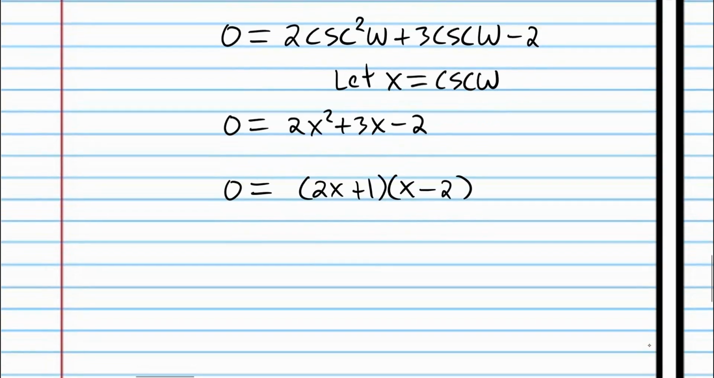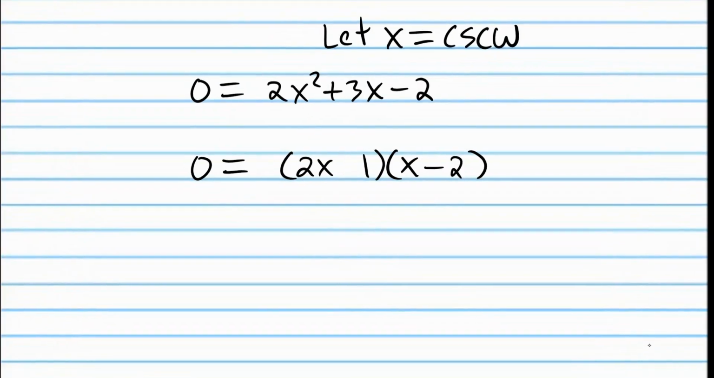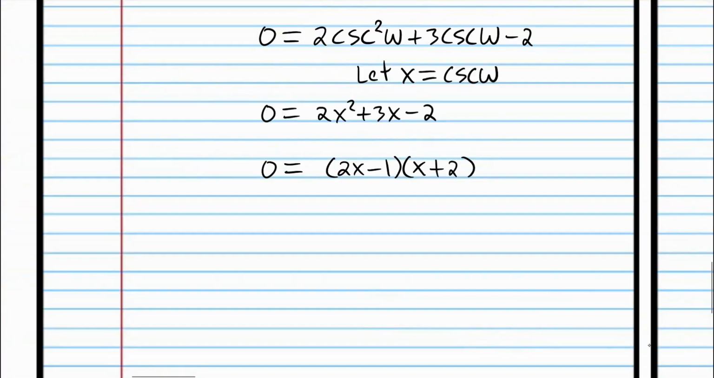And so now I want you to be aware that you don't have to do the entire FOIL algorithm. You can just do the outside terms. We get negative 4x. And the inside terms, x. So add those up and you get negative 3x. So we got the right number, it's just the wrong sign. So that's good. That means all we have to do is just change the sign. So I'll change that to a negative and change this to a positive.